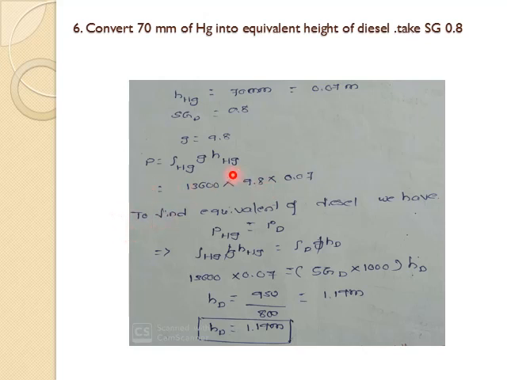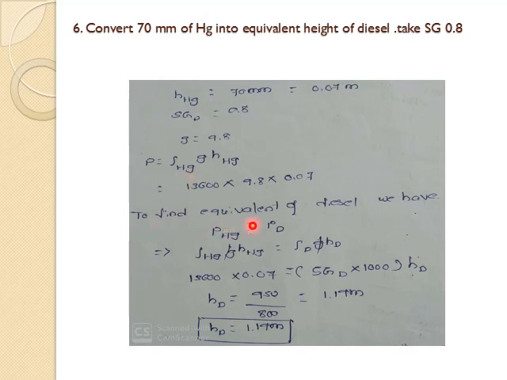Then instead of using mercury, if you use diesel as a manometric fluid, what will be the height of the diesel column? To find equivalent diesel, one thing you have to remember here is that whenever you use diesel or mercury, the pressure is the same. What is changing here is the density of the manometric fluid. So whether you use mercury or diesel, the pressure at a particular point will remain the same. But what is going to change is the density of the given fluid.